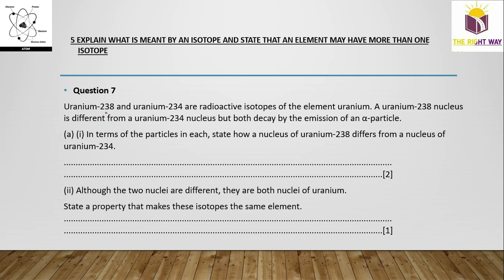Uranium 238 and uranium 234. What are they representing? They are representing the atomic mass or mass number. Radioactive isotopes of the element uranium. A uranium 238 nucleus is different from a uranium 234 nucleus, but both decay by the emission of an alpha particle. What is the emission of an alpha particle? We will discuss it in the next chapter.